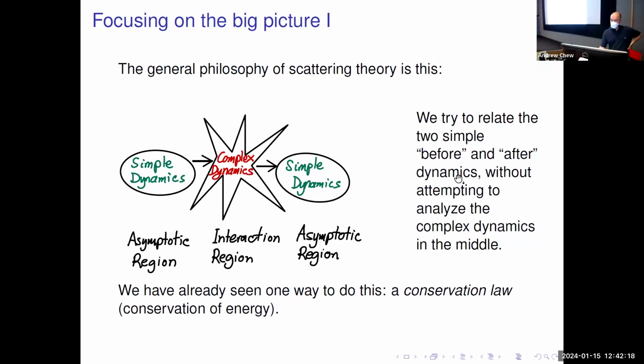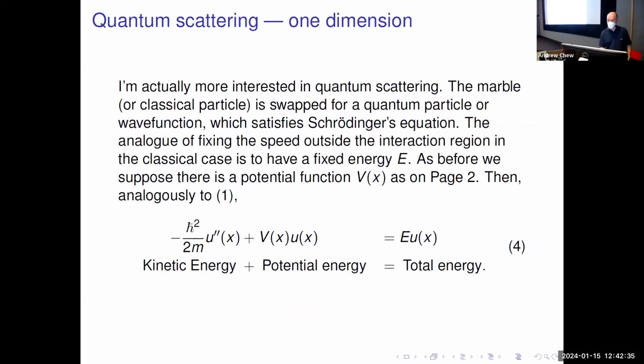There are a number of ways in which one can do that. In fact, we've already seen one way, which is the conservation law. In the case of the one-dimensional marble, the conservation of energy was actually enough to relate the before and after states. Well, I'm actually more interested in quantum scattering than classical scattering, so I'll move to quantum scattering.